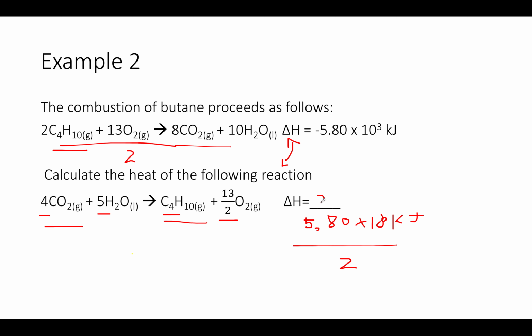But we also divided the reaction by 2, which means we have to divide our enthalpy by 2. So our final enthalpy is 2.90 times 10 to the third kilojoules. So in summary, our products here are now our reactants. So we flipped the reaction, which means we changed this sign to positive. But we also divided the coefficients by 2, which is signaled by this fractional coefficient. So we need to divide the enthalpy by 2. So that's how we got our final answer.